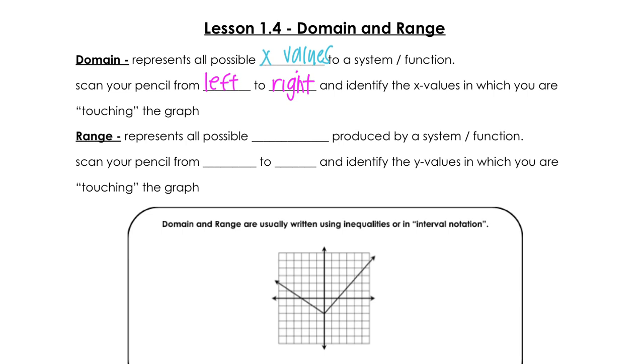Same thing for the range. However, the range is the y values. The range is the y values. And for the range with y values, instead of scanning from left to right, you're going to scan from the bottom to the top of your graph and identify the y values in which you are touching the graph, okay? So domain is x values, you scan from left to right. Range is y values, you scan from bottom to top, okay?